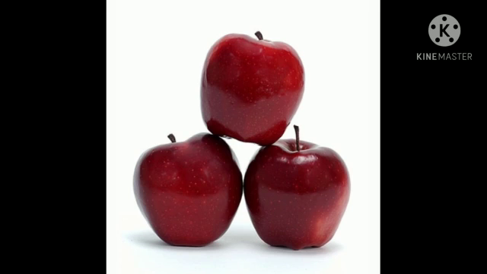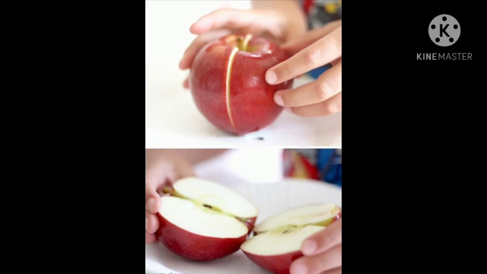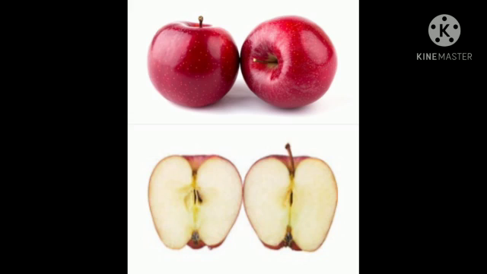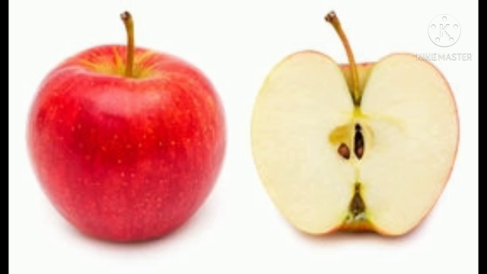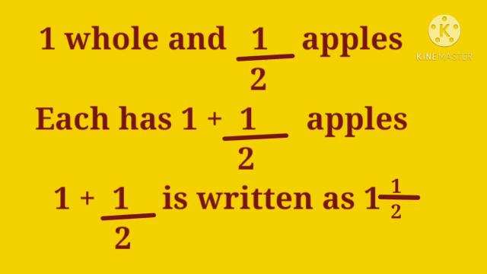First, give each person one whole apple. Then, divide the remaining apple into two equal parts. Give each person one part of the third apple, that is half an apple. Each person gets one whole and half apple. So, each one has one and a half apple. One whole and half apples.